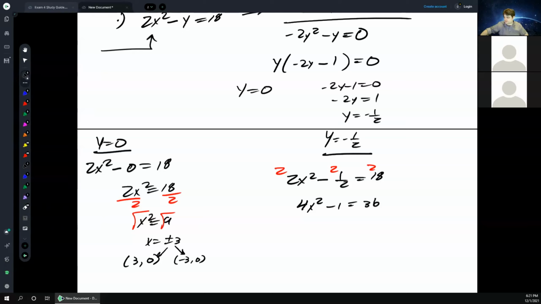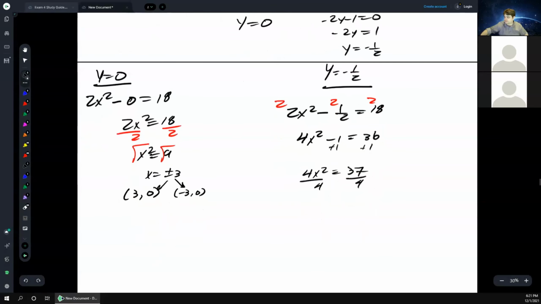So now if we add over, we get 4x squared equals 37. Divide by 4, and we get x squared equal to 37 over 4. So we take the square root. And once again, we're going to get plus or minus. So x is equal to plus or minus. You can't simplify the square root of 37, but the square root of 4 we can simplify into 2.